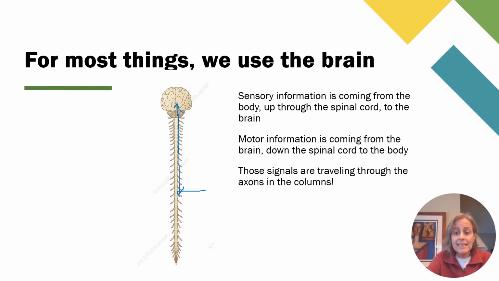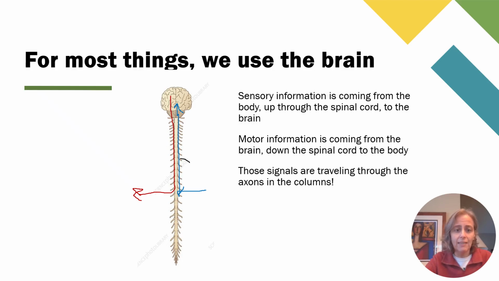Similarly, if I decide voluntarily to flex my fingers, then I've got a signal that is coming down from the brain through the spinal cord, and then it's going to synapse with a motor neuron, and then it's going to be sent out on a spinal nerve. So I've got these axons going up and down, right? I've got these signals coming up to the brain and down from the body, and they're traveling in the columns of the spinal cord. So it's not just the levels of the neurons that we talked about before, right?